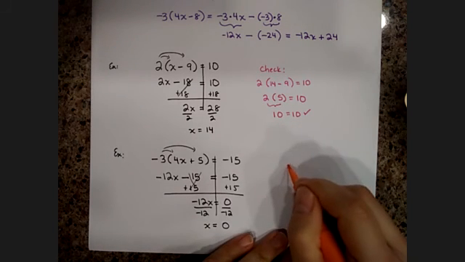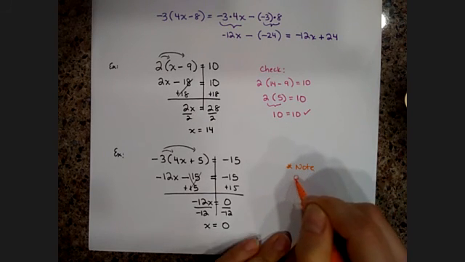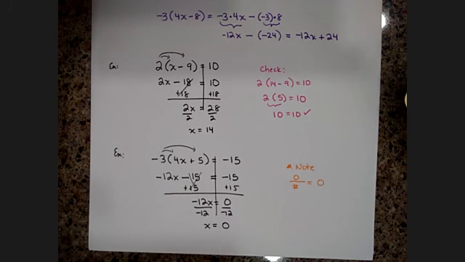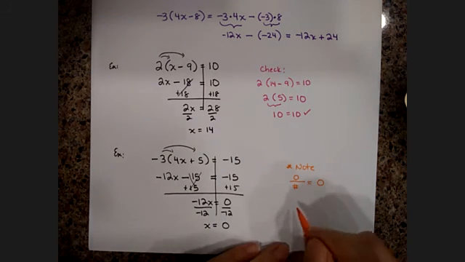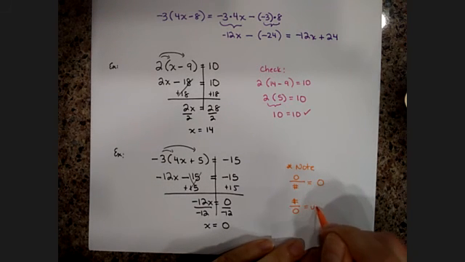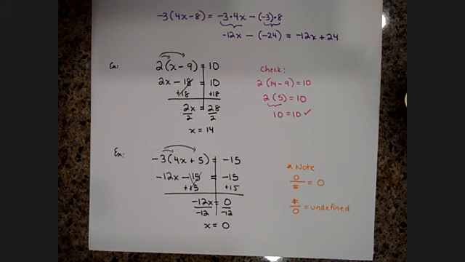As a quick side note, having 0 divided by a number, that's just 0. You're taking nothing and dividing it up among however many people, everybody gets nothing. But if you have a number divided by 0, that you cannot do. We say that is undefined. Okay, that's not allowed.